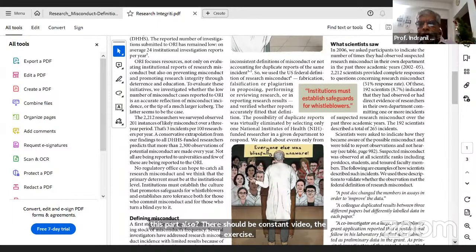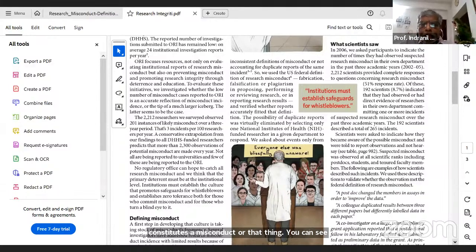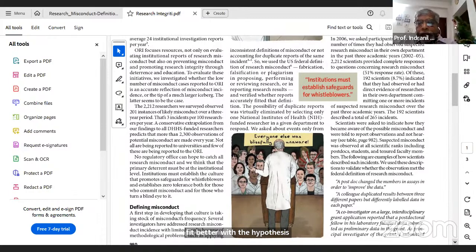So I am not going back to the question of what constitutes a misconduct or all that. You can see some on the right corner. I will share this with you later. A postdoc changed the numbers in assays in order to improve. That is something that we have been discussing: just to make the data look better and to make it fit better with the hypothesis, you juggle the numbers. A co-investigator on a large interdisciplinary grant application reported that a postdoc fellow in his lab falsified data submitted as preliminary data in the grant.